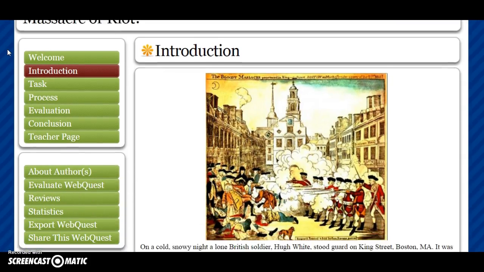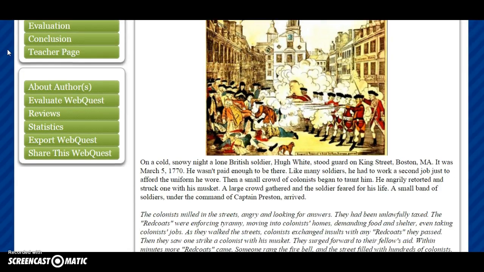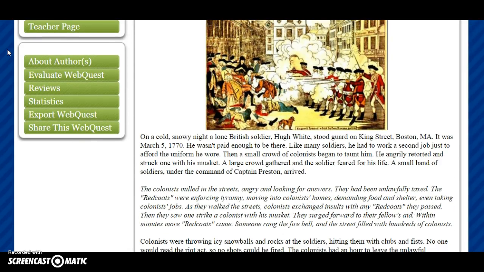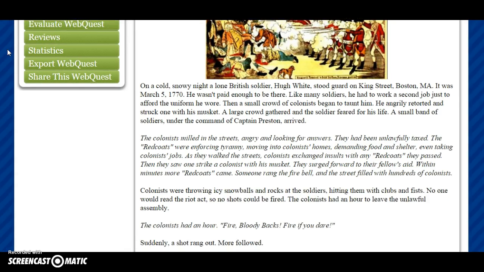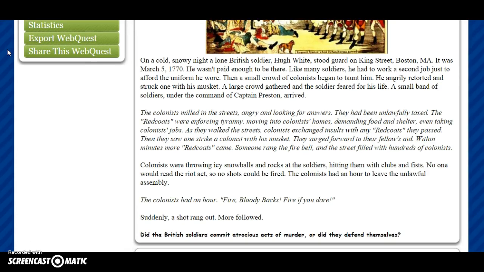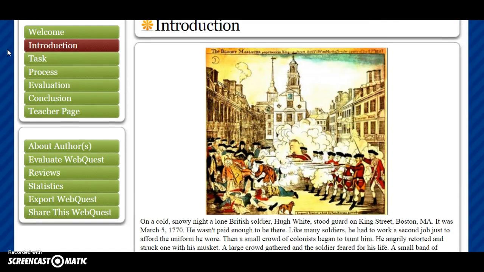I wrote my hook, my introduction, as a story, and it's written from the opposing viewpoints of British soldiers and the colonists. And it ends with the big question: did the British soldiers commit atrocious acts of murder, or did they defend themselves?